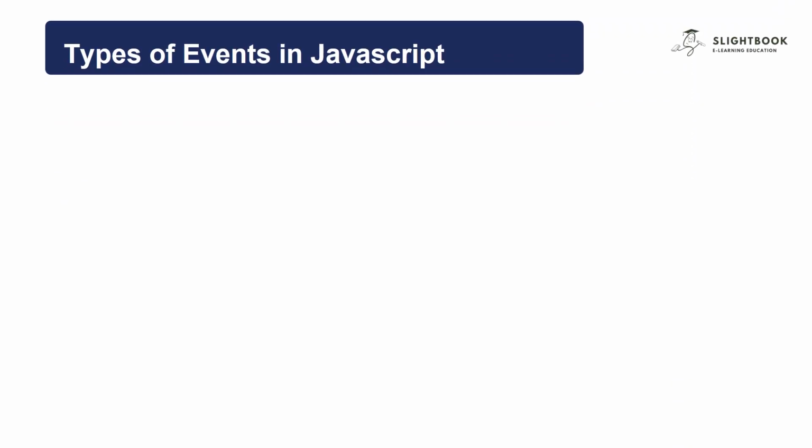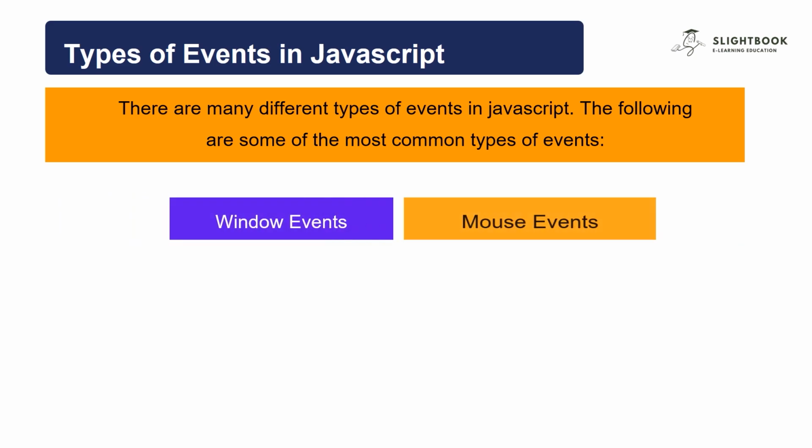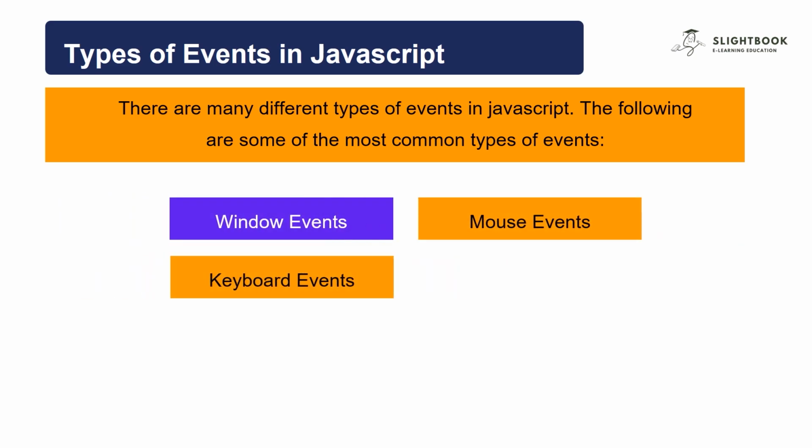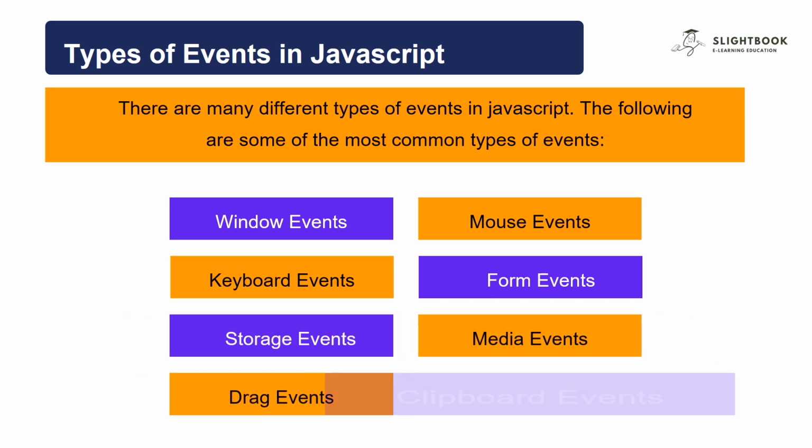Types of events in JavaScript. There are many different types of events in JavaScript. The following are some of the most common types of events: window events, mouse events, keyboard events, form events, storage events, media events, drag events, clipboard events.